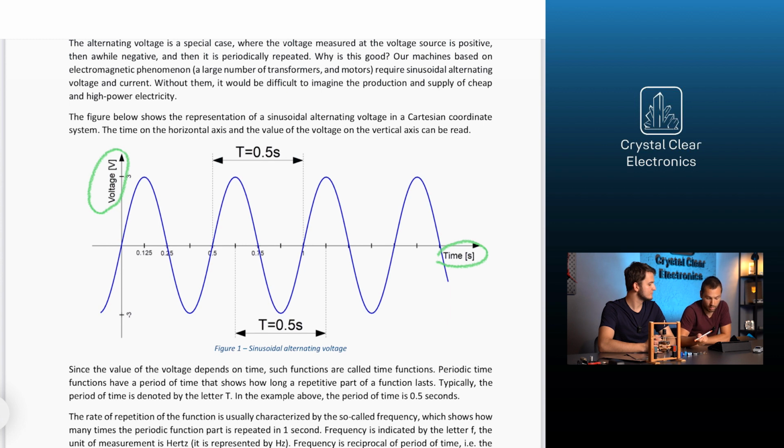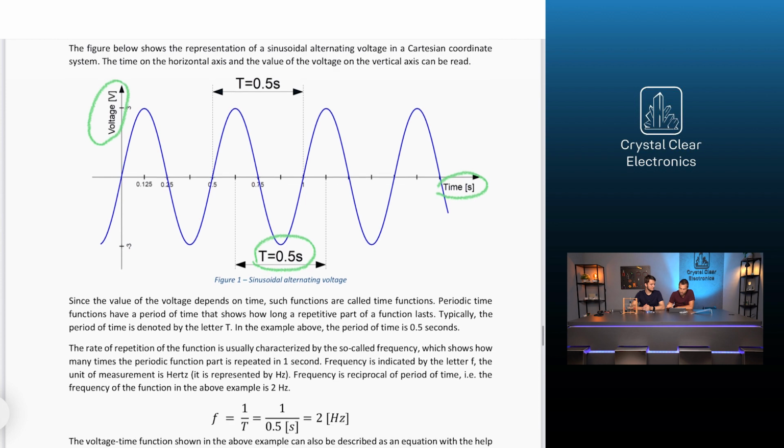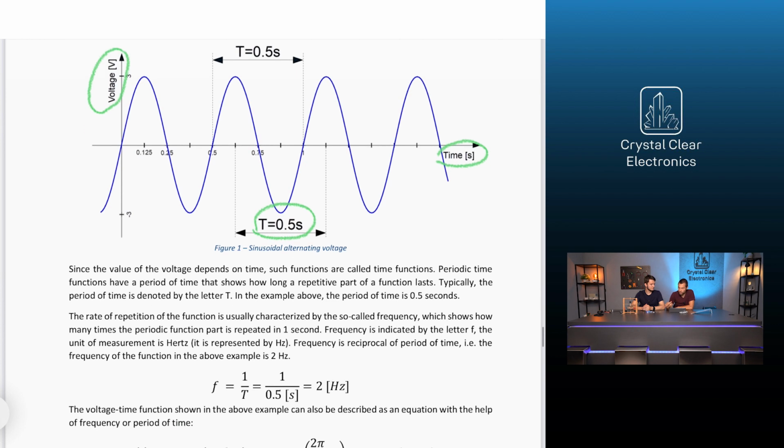Typically, the period of time is denoted by the letter capital T. In the example above, the period of time is 0.5 seconds. The rate of repetition of the function is usually characterized by the so-called frequency, which shows how many times the periodic function part is repeated in 1 second.